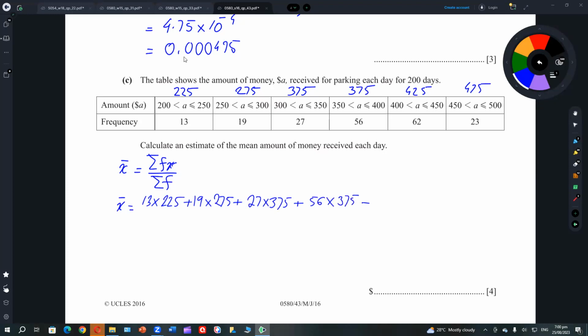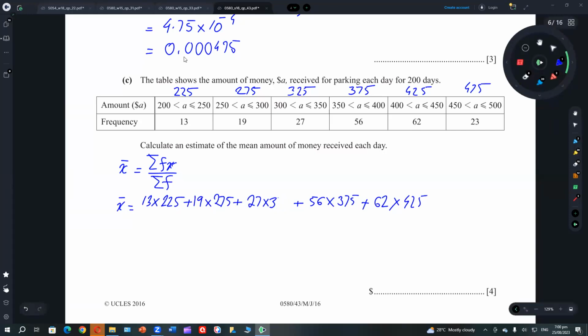Sir, for one, it's 325. 325 plus 375. The 300 to 350, isn't it, 325? You can complete it and that's fine. I have made a mistake here. It should be 27 into 325. Let me know once you complete this one and you can send me the solution later.